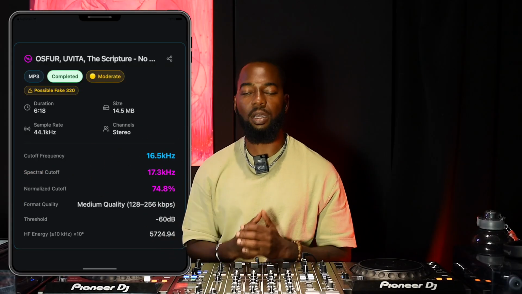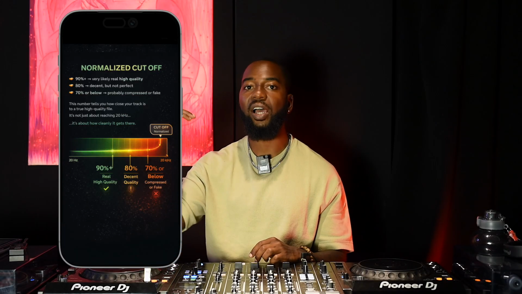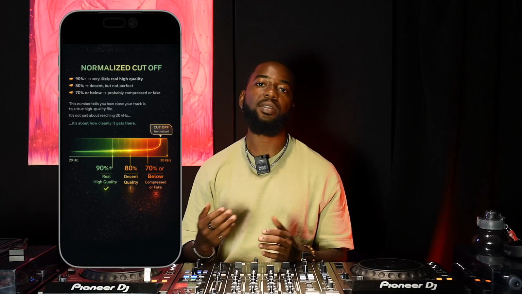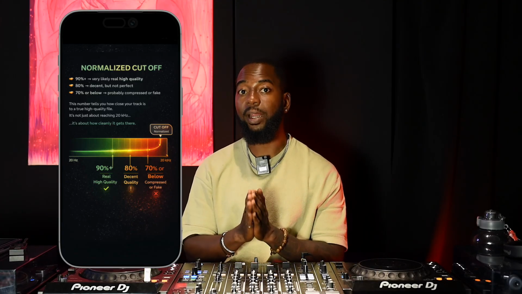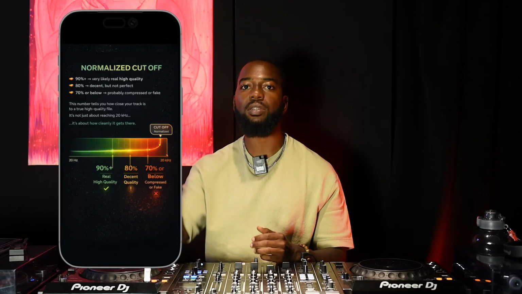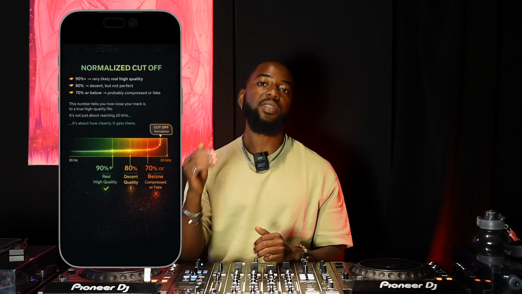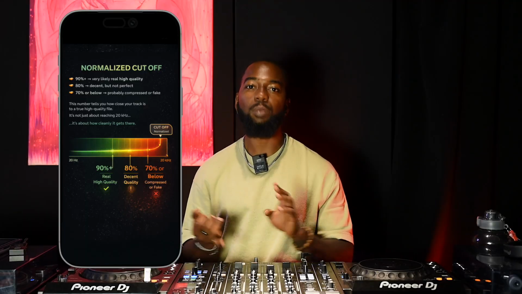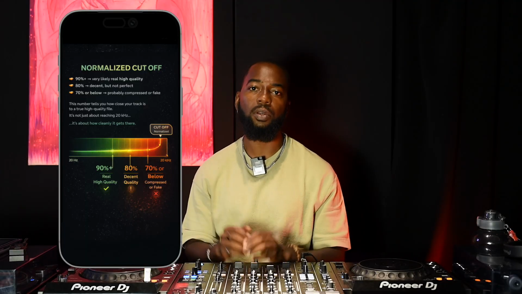So we call that the normalized cutoff. It's the most simple metric you can find in the tool. And pretty much if you see 90% or higher, that means it's likely a real high quality file. If you see 80% to 90%, it means it's good. It actually means it's decent, but it's not perfect. So it's still a high quality file. You can use it, you can take the risk. If you see below that, it's likely compressed or a fake high quality file. Don't use any of those.